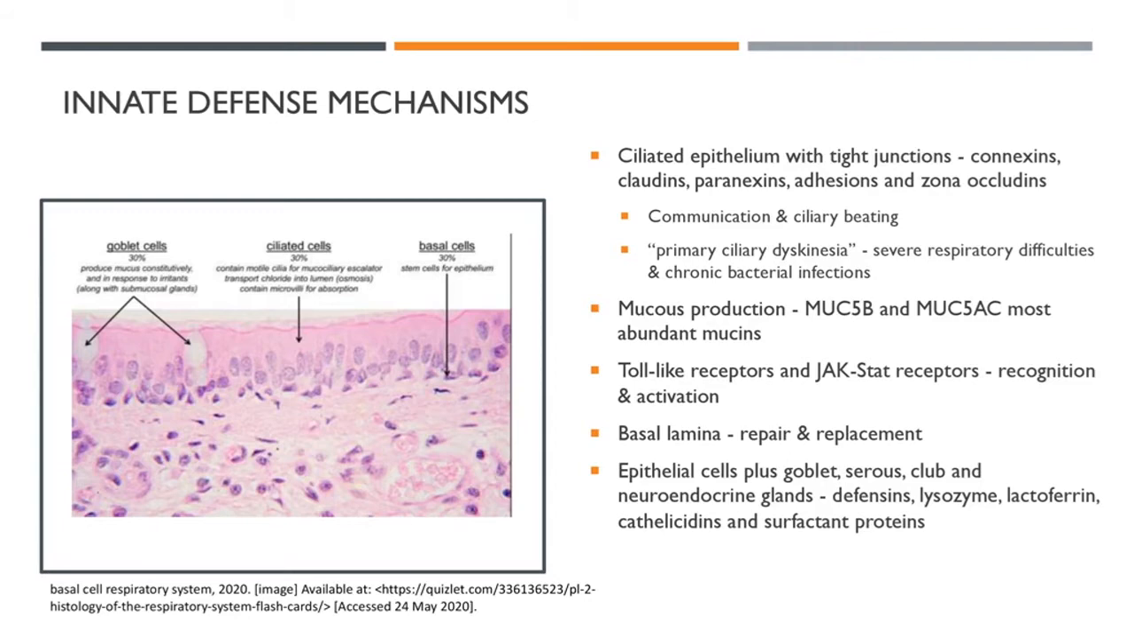Throughout the epithelium, there are also goblet, serous, club, and neuroendocrine cells, together with submucosal glands, secreting mucins, fluids, and innate antimicrobial molecules, including defensins, lysozyme, lactoferrin, cathelicidins, and surfactant proteins.